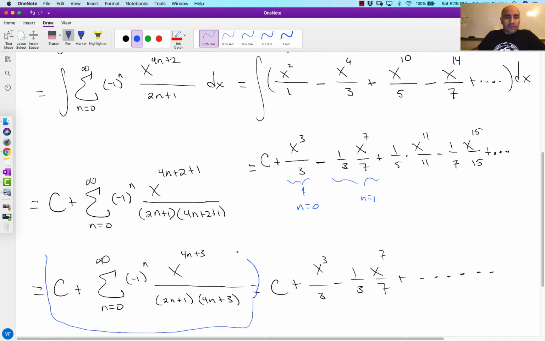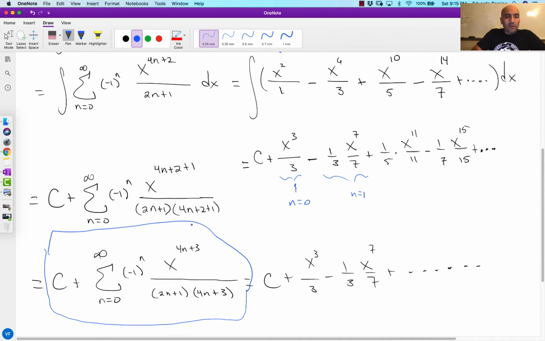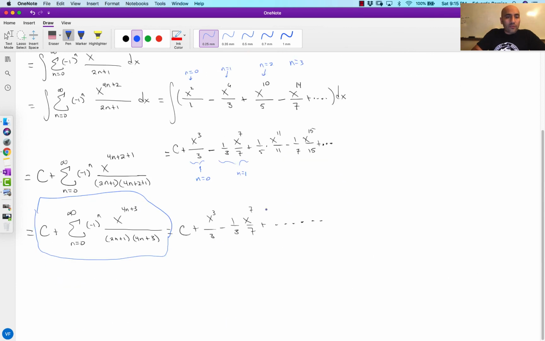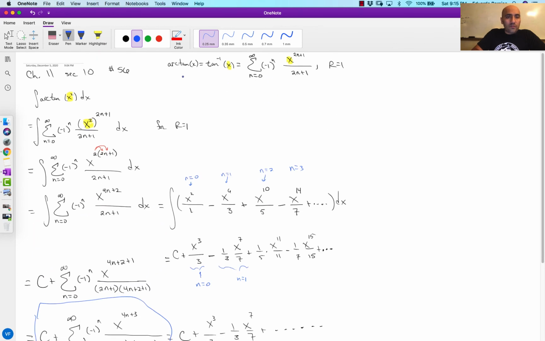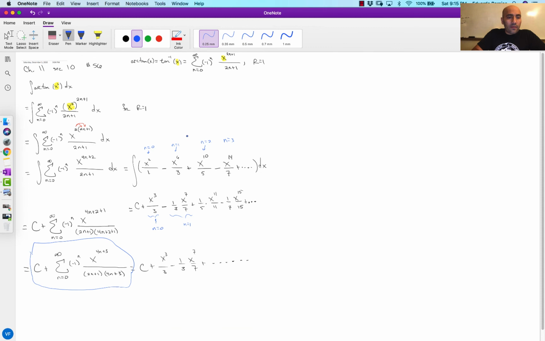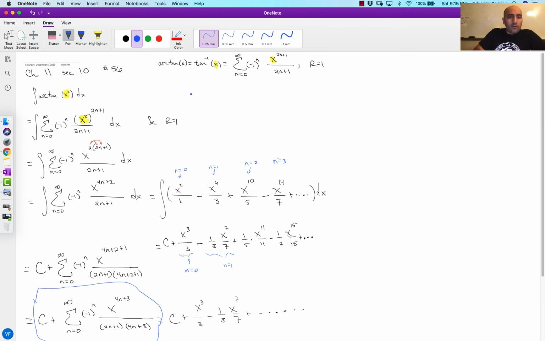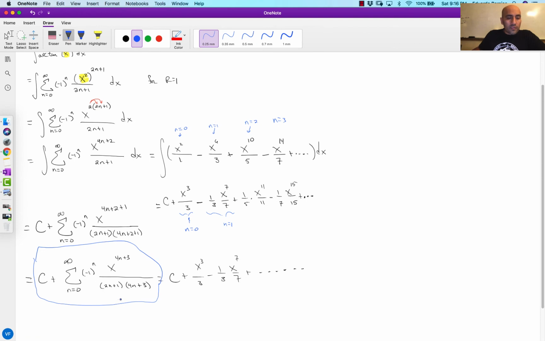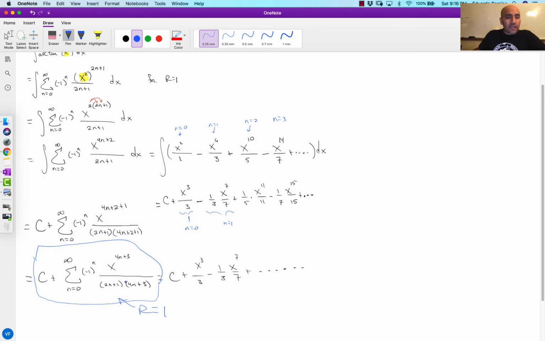And this is valid for the same R value, the same radius of convergence, as the general form that we used. So we used this one. Let's zoom out and take a look at the big picture here. This is the general form that we use for tangent inverse, and it was good for R equal to 1. So this is also going to be for R equal to 1. And this is centered at 0.